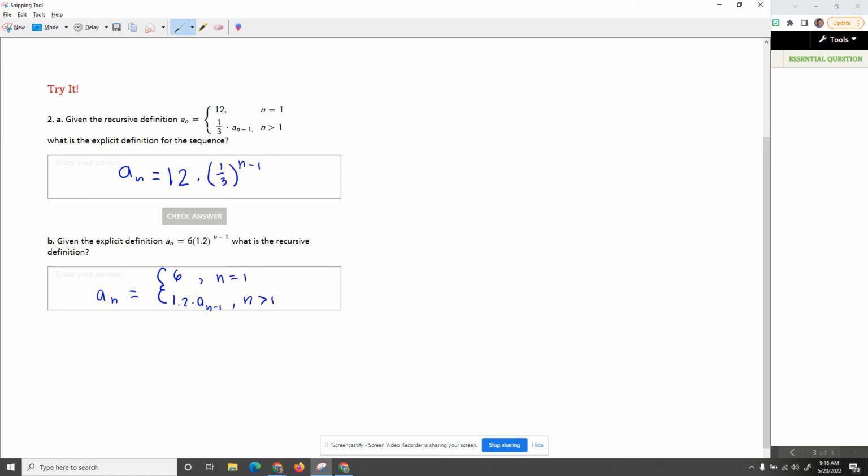For part A, the recursive definition is given. The explicit definition is a sub n is equal to 12 times 1/3 raised to the power of n minus 1. In part B, the explicit definition is given, and you've got the first term is 6, and then every other term after that is found by multiplying the preceding term by the common ratio of 1.2. All right, let's look at example 3.